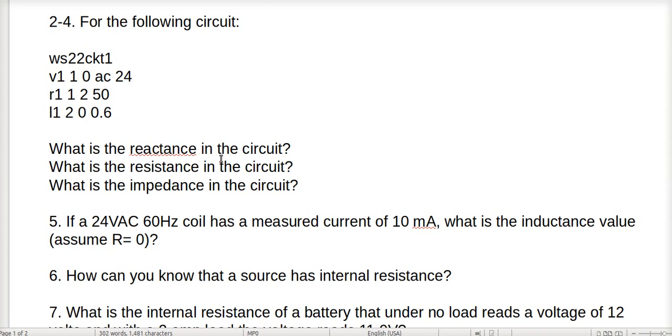So, what is the reactance of the circuit? What's the resistance of the circuit? What's the impedance of the circuit? I don't specifically list a frequency here, so you would assume my frequency is 60 hertz. So you come up with the reactance, I give you the resistance, and then you can come up with the impedance of the circuit, which is the vector sum of resistance and reactance.